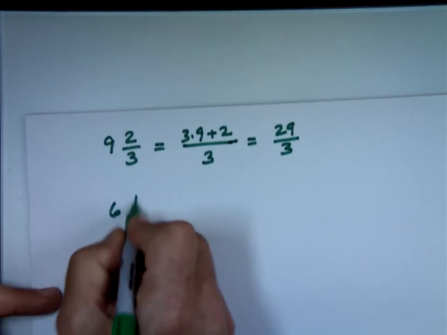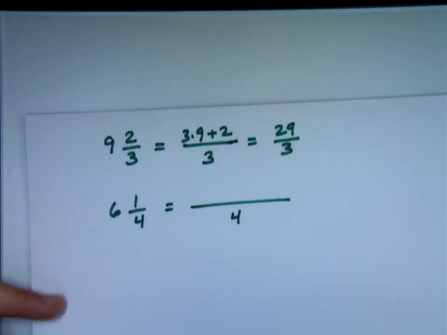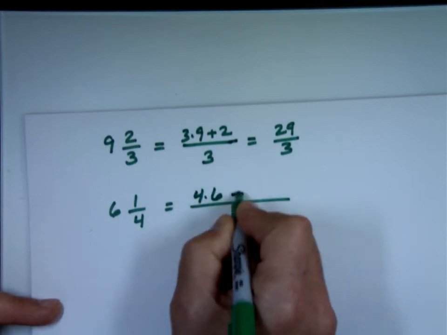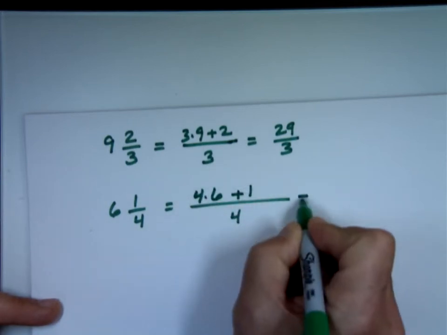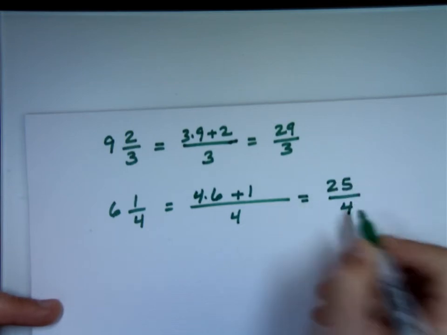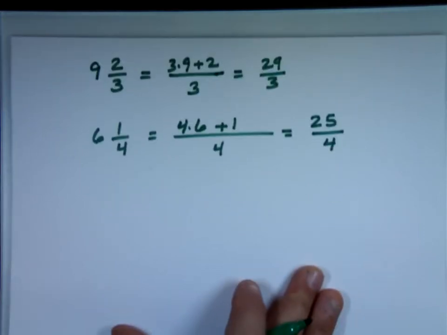6 1/4. Bottom is the same. 4 times 6 plus the 1. What's 4 times 6? 24. Plus 1? 25 over 4. Everyone get that? So that's how we change.